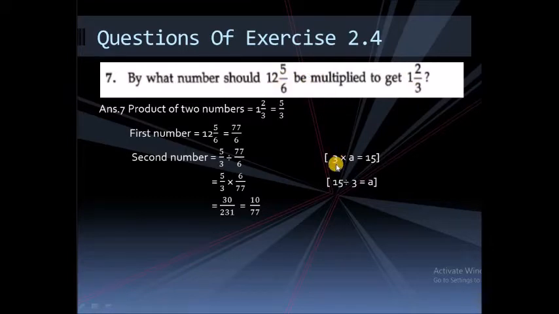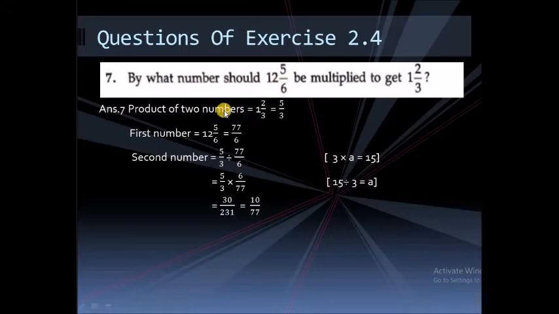Here, one small example. The question is, by what number should I multiply this 3 to get 15? The answer is simple, by 5. How do I get 5? When I divide this product with this 3. So similarly in this question, when I divide this product with this number, I will get my second fraction.